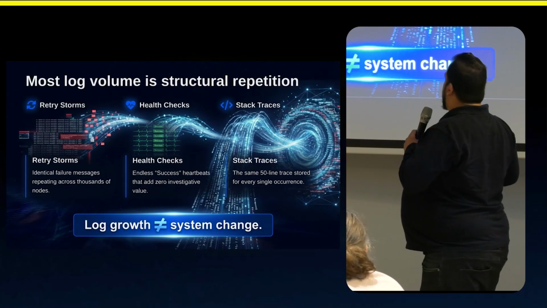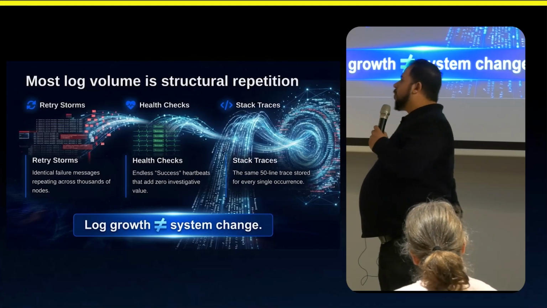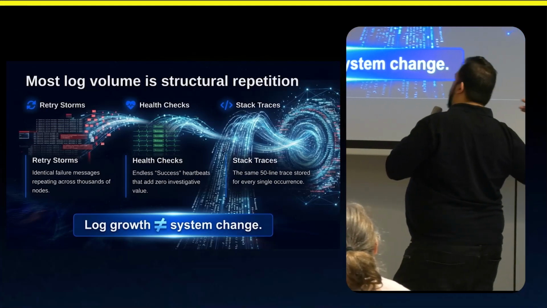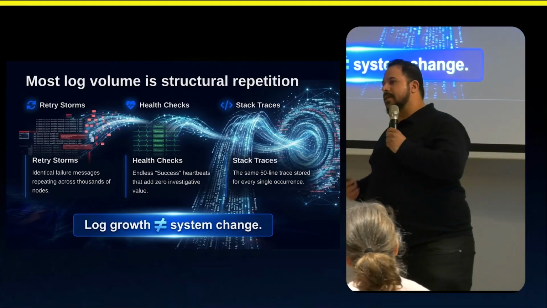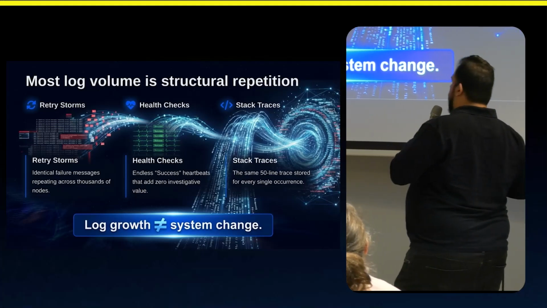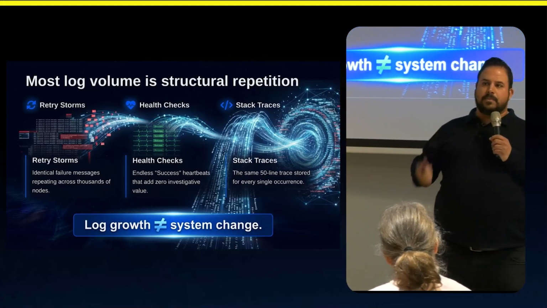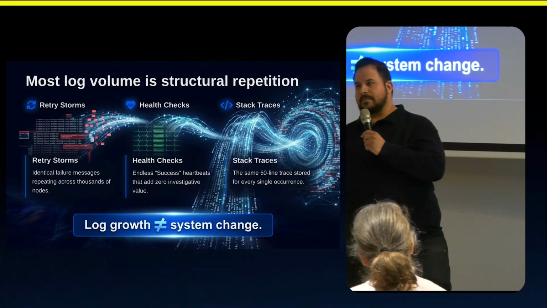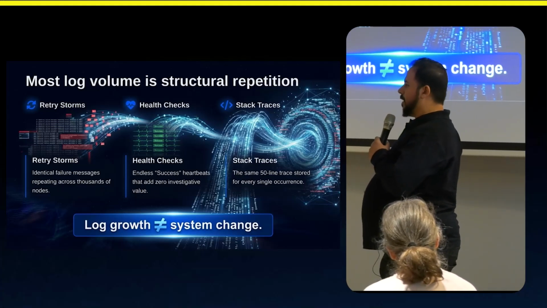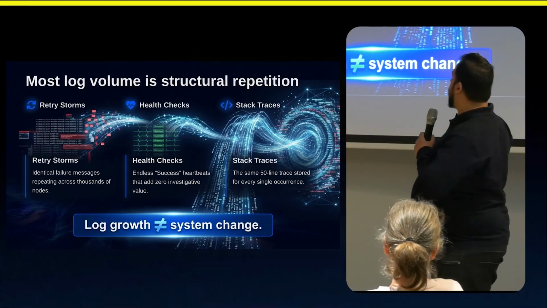So what we saw is that when there are retry storms or health checks that repeat themselves, or stack traces that just keep on going and repeating themselves, when logs are growing, it doesn't mean that something actually changed in the system. So it's not necessarily interesting, and we're paying a lot of money for it. So what did we do?